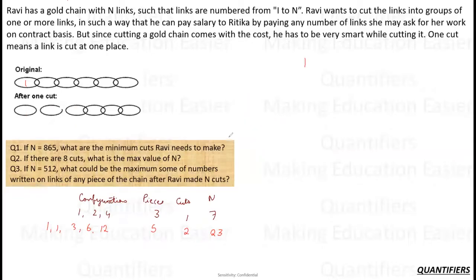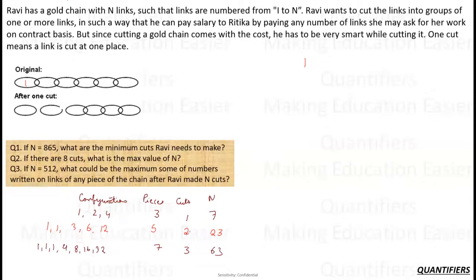So I can say that with three cuts, I will be having 1, 1, 1, 3. Then the next is 4, 8, 16, and 32. So these are the 7 pieces with 3 cuts, and the maximum I can pay using it is obviously 63, because next will be 64. So I can pay anything up to 63.